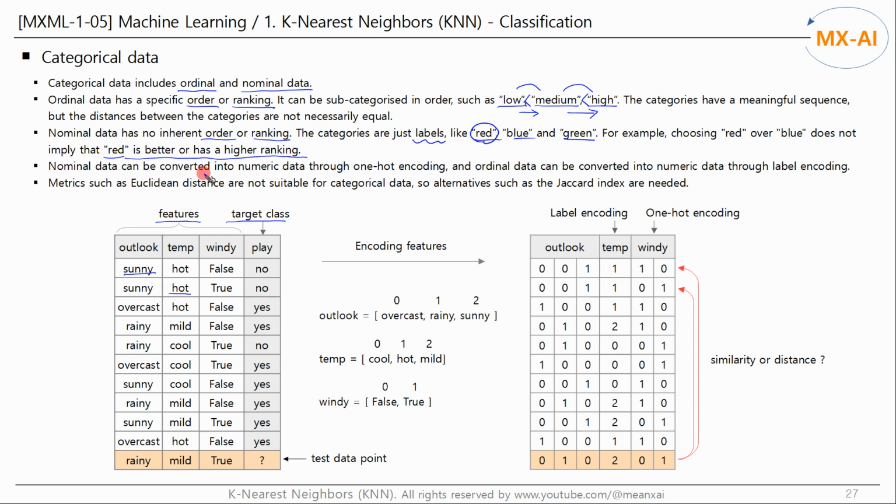Nominal data can be converted into numeric data through one-hot encoding, and ordinal data can be converted into numeric data through label encoding. In this dataset, the values of the feature outlook, sunny, overcast, and rainy, have no natural ranking or ordering, so outlook can be considered nominal. However, the values of the temperature feature, cool, mild, hot, have a meaningful order, so temp can be considered ordinal. There is a clear progression from coldest to hottest.